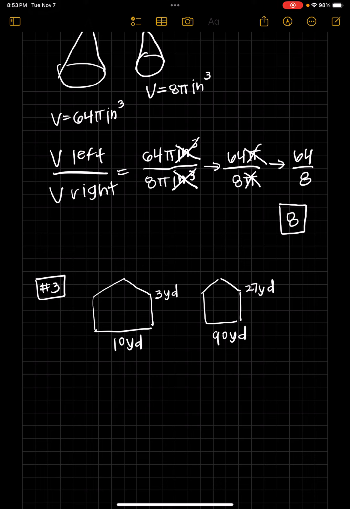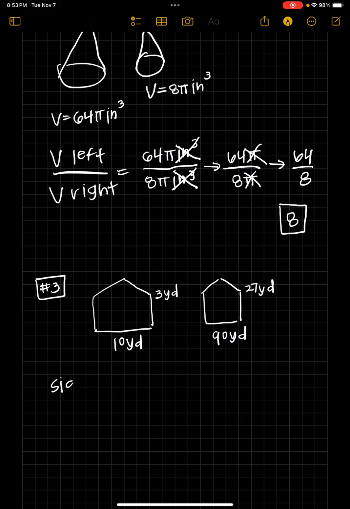So in this example, the first thing we need to do is find the scale factor, the same way as what we did on example 1 and 2. And then once we find the scale factor, we're going to find the ratio of the surface areas and the ratio of the volumes. So first, let's find the scale factor. And I'm going to do it the same way that we were doing example 1 and 2.